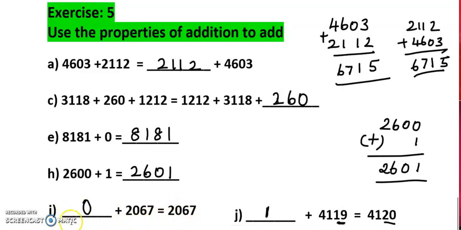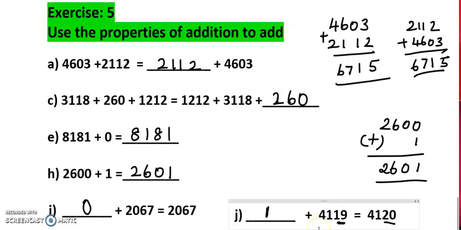Next, dash plus 2067 equals 2067. So if you are adding any number with this number, you have to get the same number. So which number will you add? 0, because if you add 0, you will get the same number. So this is the zero property. In the zero property, when 0 is added to any number, the sum is the number itself. So 0 is the answer here.